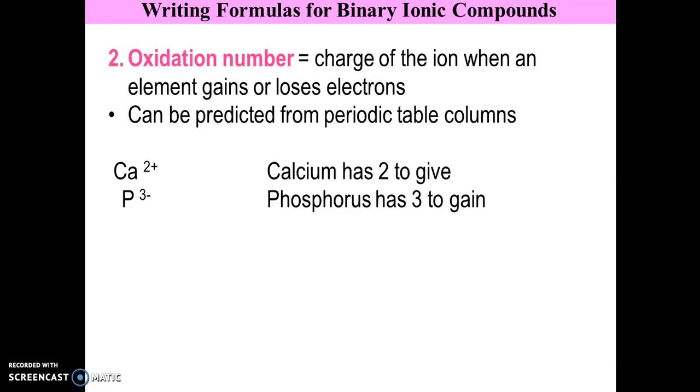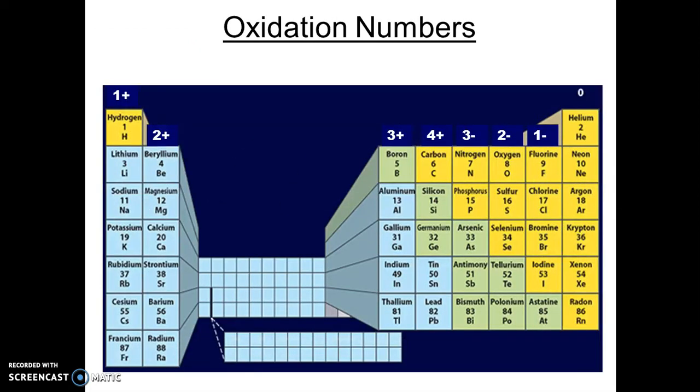So again, the oxidation number, or charge that the element has when it becomes an ion, is predicted by just looking at the columns on our periodic table. And this is exactly one of the examples I showed in the last video. So calcium is in column 2, and it's a metal, so it's going to be a +2 charge because it gives away 2 electrons. Phosphorus is in column 5. It's a nonmetal, so it's going to gain electrons to have 8, so it's going to pick up 3 electrons, and it's going to have a -3 charge.